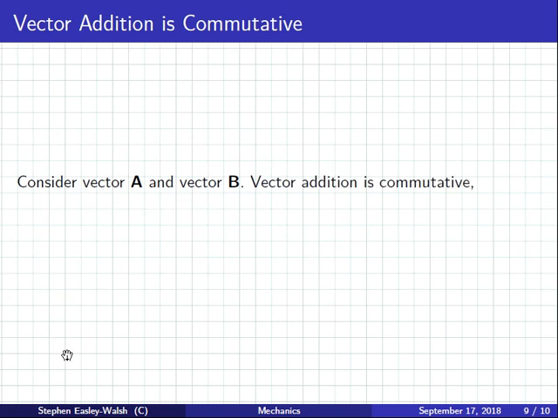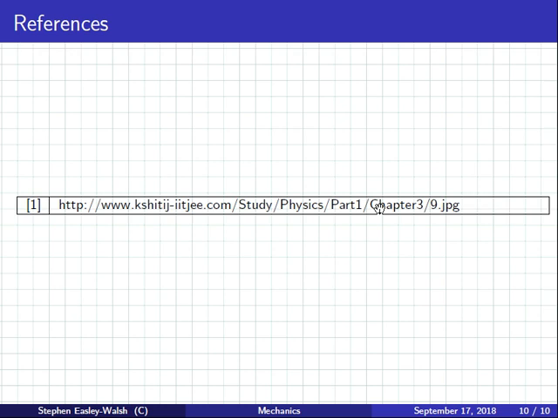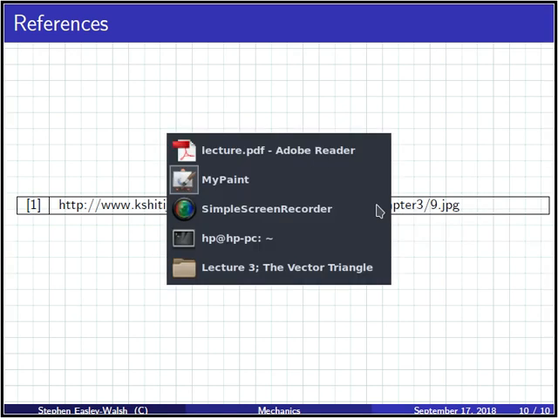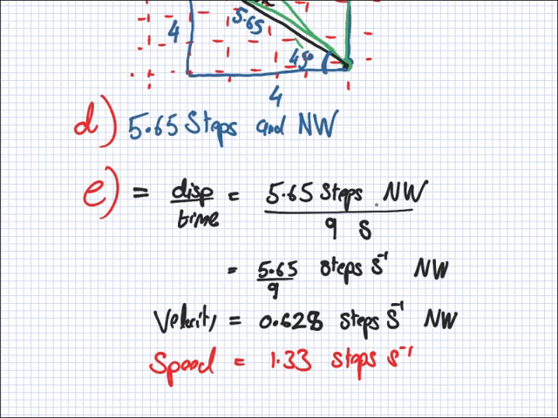So, consider vectors A and B. We say that vector addition is commutative. That is A plus B equals B plus A. But I think you knew this already. Yeah? Okay, so we're doing great. No trouble so far.